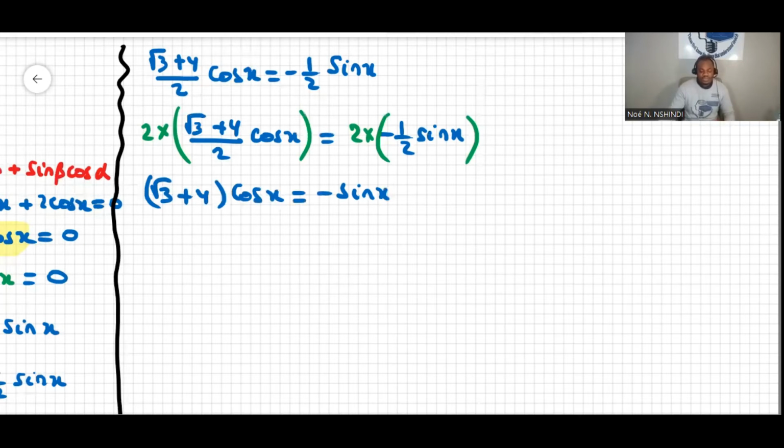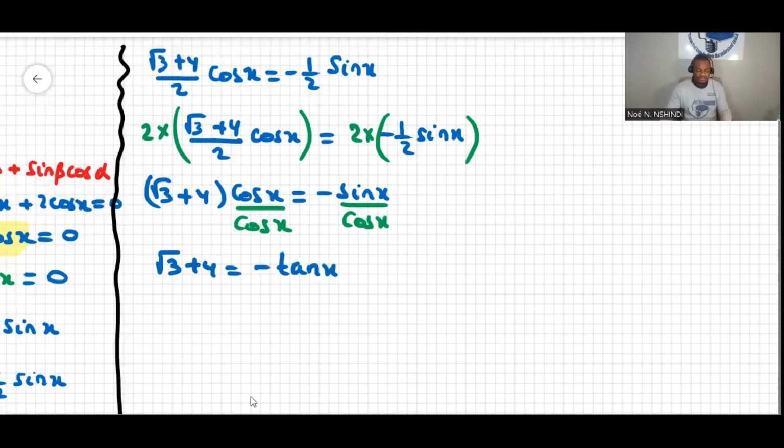So we can divide both sides by cos. I divide here by cos x, and then divide it also by cos x, and then this will be √3 plus 4 equal to negative tan x. So if I times by, this means just negative tan x equal to √3 plus 4. If I move the negative over, or times by negative, that's going to be tan x equal to negative √3 plus 4, like that.